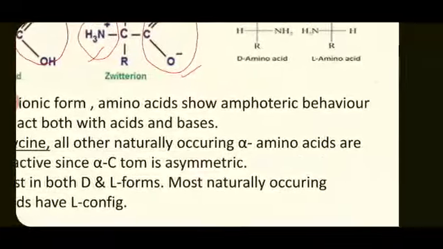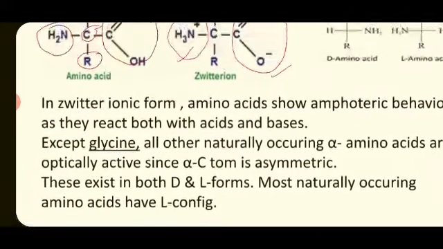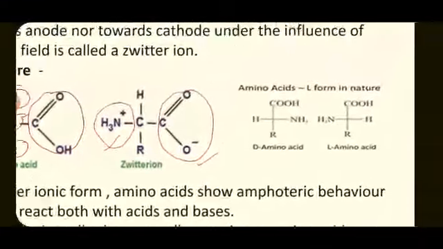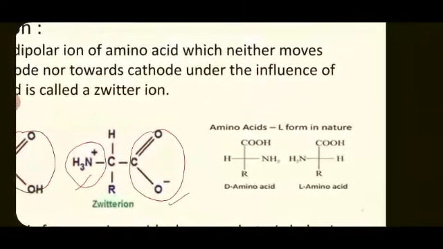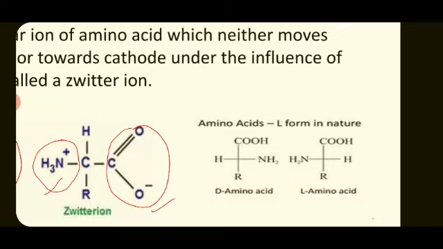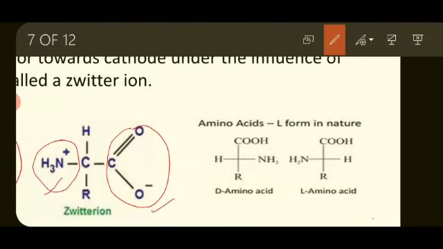Now how do these exist? These exist both in D and L forms. Most naturally occurring amino acids have L configuration. Now what is L configuration? If the NH2 group is on the left hand side of the alpha carbon atom, that is called L configuration. So here both the forms are given, D amino acid and L amino acid.